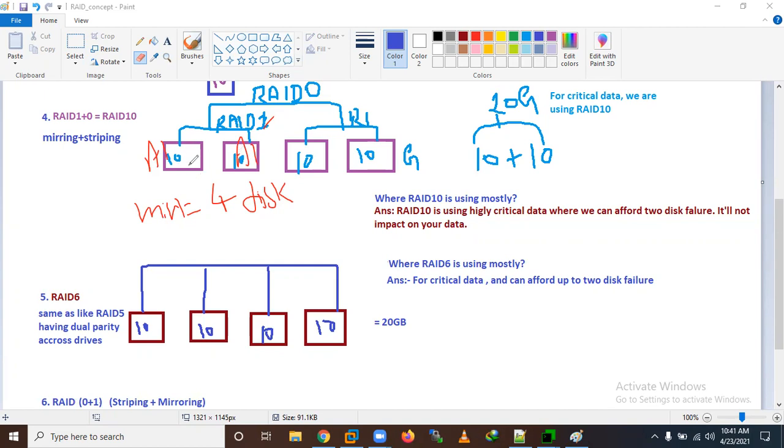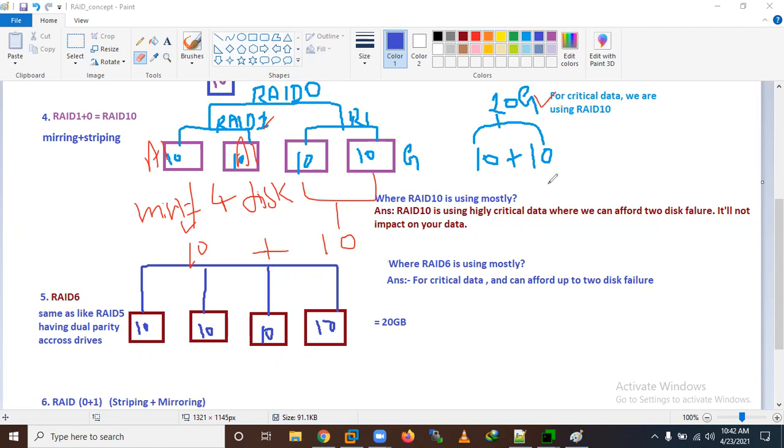Suppose in mirroring, already we know if it's 10 gigabyte, 10 gigabyte, how much capacity will we get? Only 10 gigabyte. And if it is 10 and 10, how much capacity will we get here? Only 10 GB. In RAID 0, block data is written in striping here. So how much capacity will we get here? Total 10 plus 10, 20 GB. So total capacity we will get is only 20 GB.